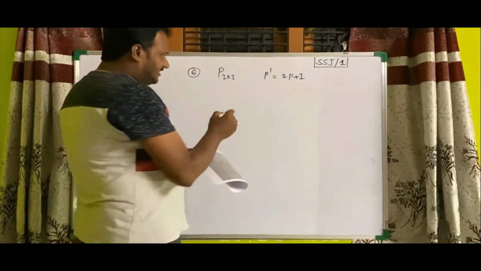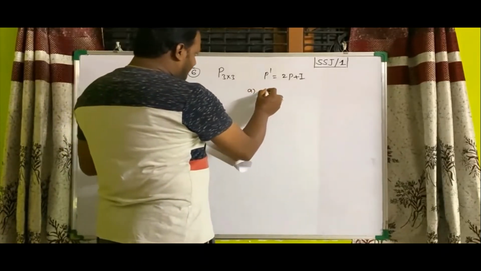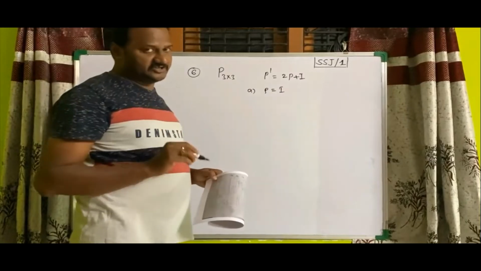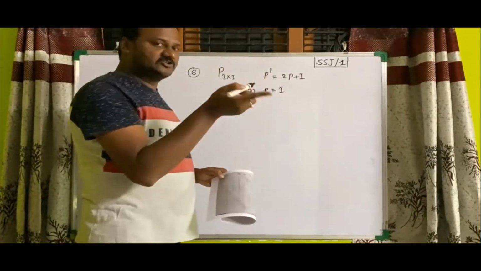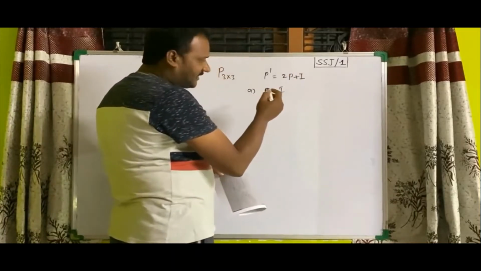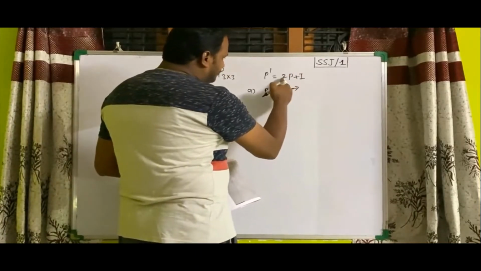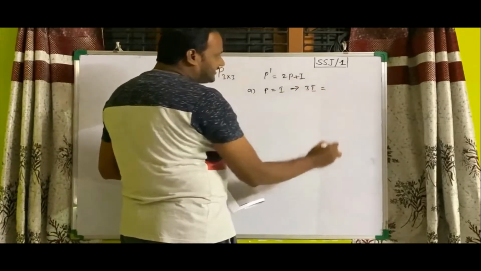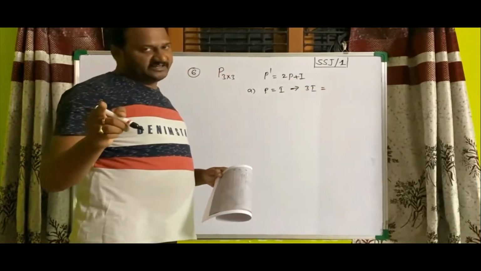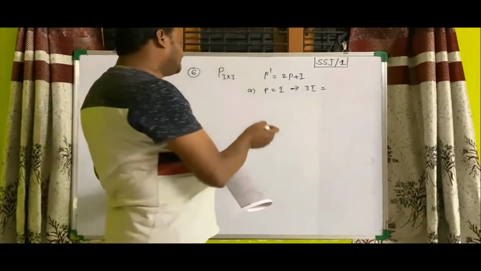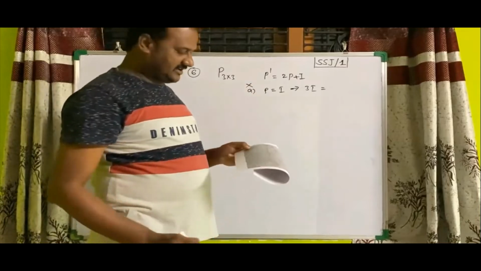Let us go by the options here. In the first option A, P is equal to I, for example. I means what? 1 0 0 1. What is P dash? Also 1 0 0 1. Let us check whether it gives I or not. Then 2 into P, P is equal to I, so 2I plus I is equal to 3I. So 3I is equal to what? 3 0 0 3. But 3 0 0 3 is not the transpose of 1 0 0 1. So this is absolutely wrong option.